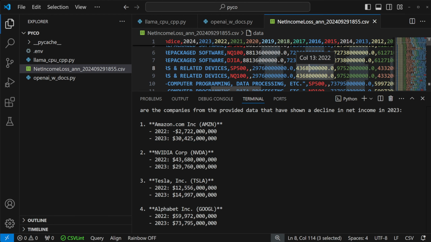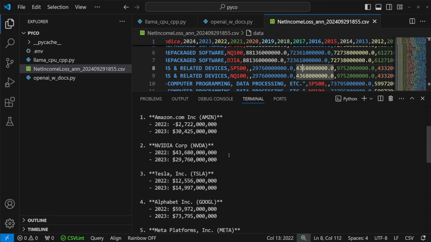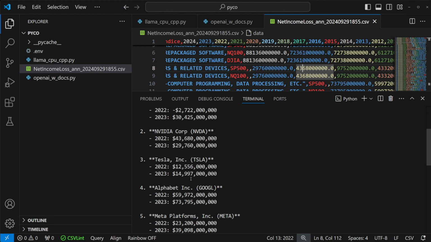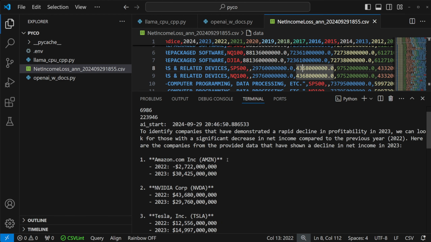Okay, let's see. Yeah, there's something wrong with this. See, it doesn't know what it's doing. It's making stuff up. It didn't understand the question, folks. You see, a rapid decline in profitability. Significant decrease in net income compared to the previous year. And yet it was unable to do the calculation.